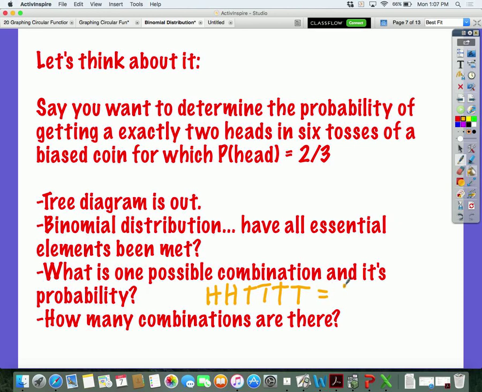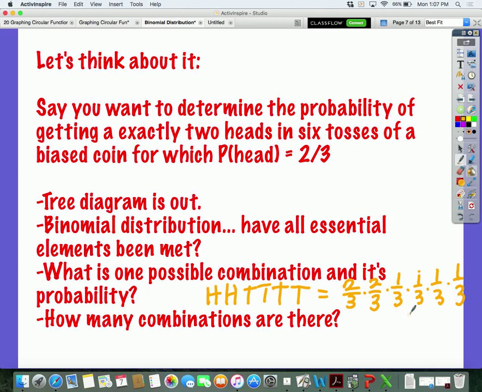The probability of getting a head is 2/3, so that's 2/3 times 2/3. And then the probability of getting a tail is 1/3, 4 times, right? Is everybody following along so far? Now there's another way I can rewrite this, can't I? Instead of 2/3 times 2/3 times 1/3 times 1/3 times 1/3 times 1/3.